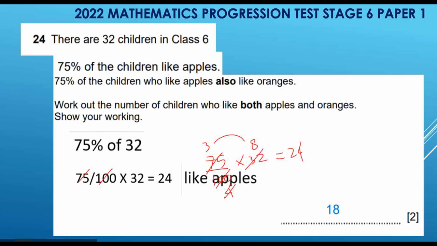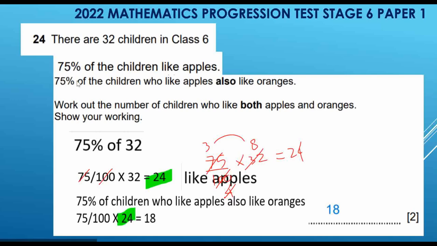So 24 likes apples, and we mark 24 likes apples. It says 75% of the children who like apples also like orange, which means 75% of 24. So 75% of 24 is 75 over 100 times 24, which equals 18.